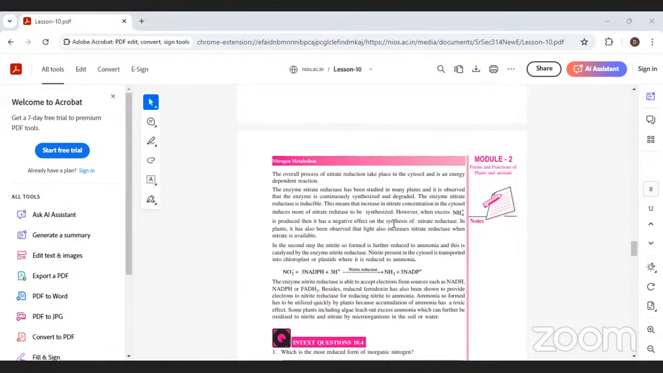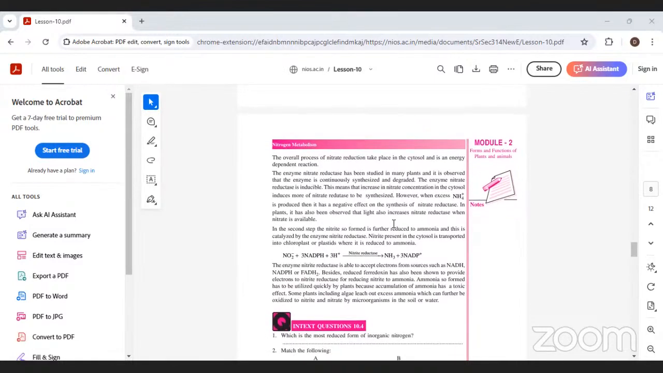In the second step, the nitrite so formed is further reduced to ammonia. This is catalyzed by the enzyme nitrite reductase. Nitrite present in the cytosol is transferred into the chloroplast or plastid, where it is converted into ammonia.